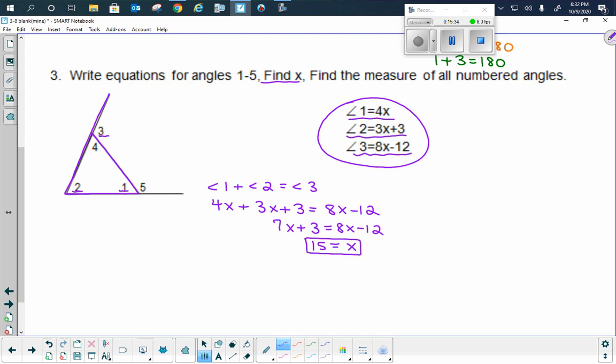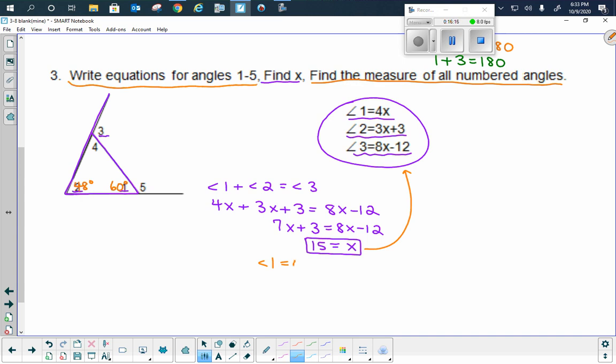We're also supposed to find the measure of every single angle. Okay, all the numbered angles. All right, so I'm ready to go back over to my equations up top. So I'm just going to plug these in here, but also put them in the picture. So if I plug 15 into angle 1, 4 times 15 is going to give me 60 degrees. So now you're writing it in the picture. If I plug it into angle 2, 3 times 15, 45 plus 3, angle 2 is 48 degrees. Okay, so we'll show those because it does say write an equation for all angles. So we'll go back and do that.